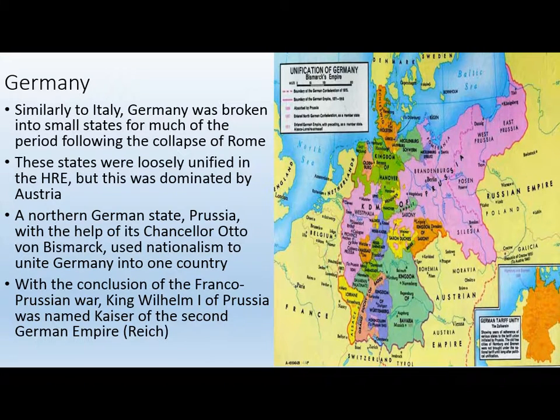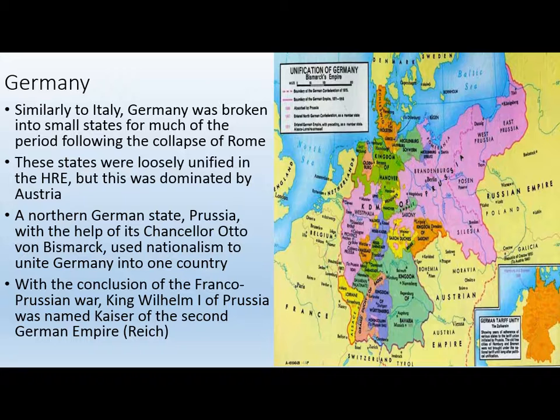Germany. Similar things happen in Germany that happened in Italy. So Germany was broken up into small states for much of the period following the collapse of Rome. We talked about the Holy Roman Empire and how basically all of the little countries made up one big country known as the Holy Roman Empire. And the emperor, who was generally the Duke of Austria, kept those countries safe from foreign powers. Now, a German state known as Prussia, up here, with the help of its chancellor, a guy by the name of Otto von Bismarck, uses nationalism to eventually unite Germany into one country.